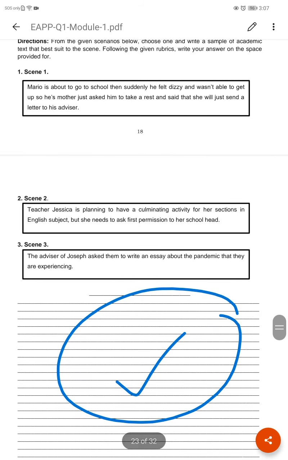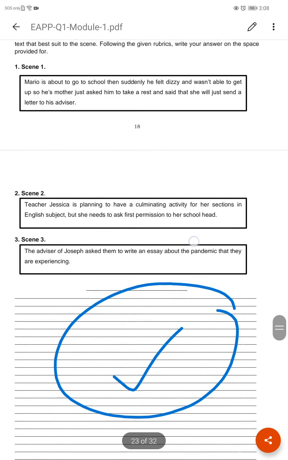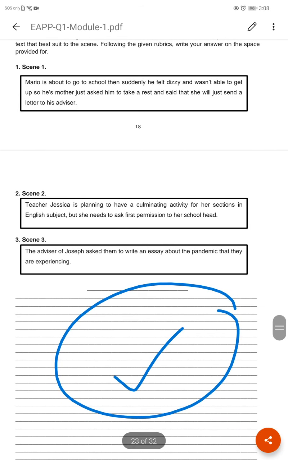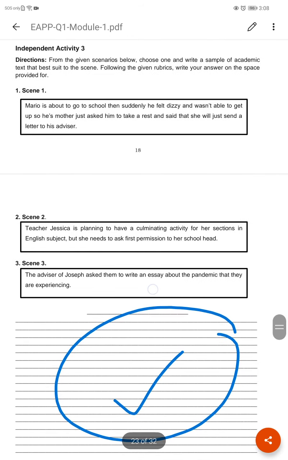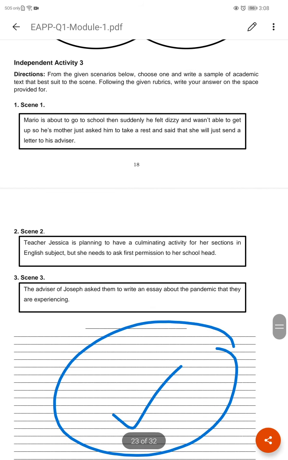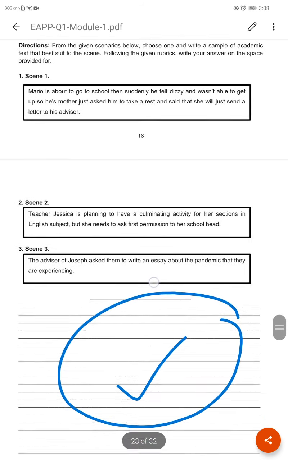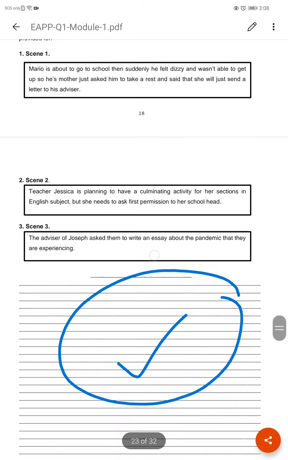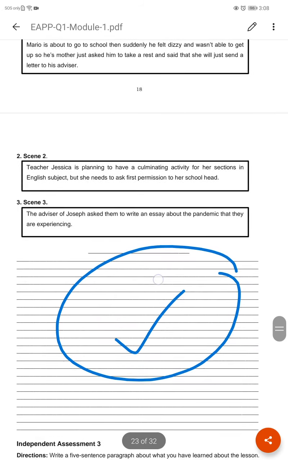In scene 2, teacher Jessica is planning to have a culminating activity for her sections in English subject, but she needs to ask permission first from her school head. So in this scene, a teacher named Jessica is planning to make a culminating activity for her students. But in order to do that, she needs to ask for the permission of the school head. So maybe a request letter could be made for this.